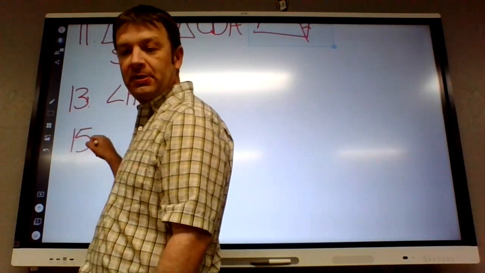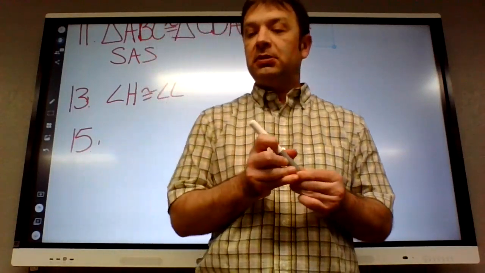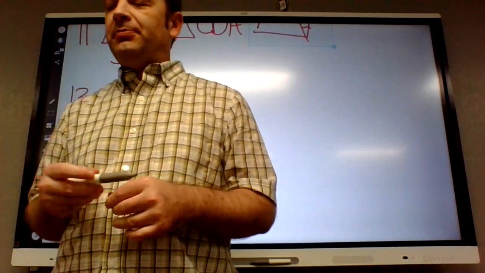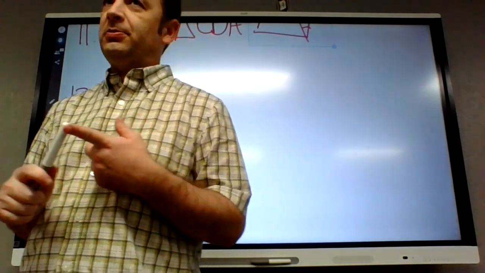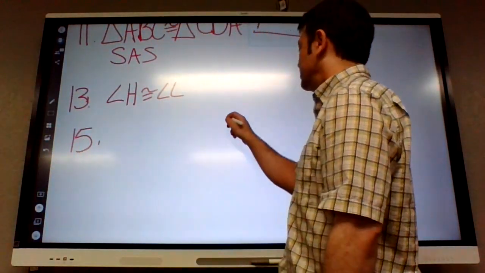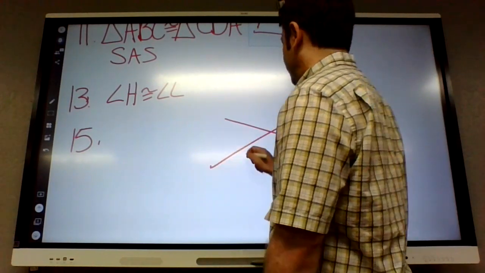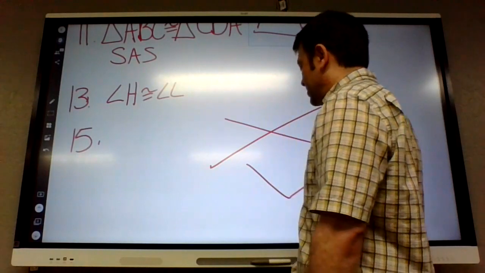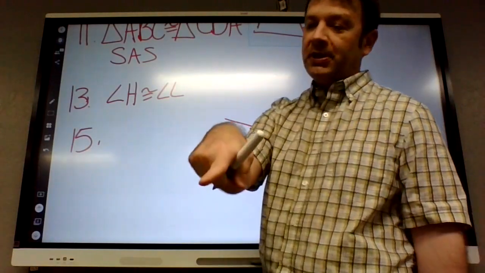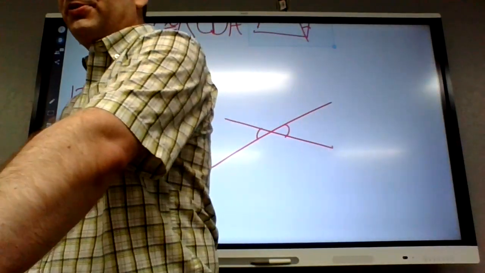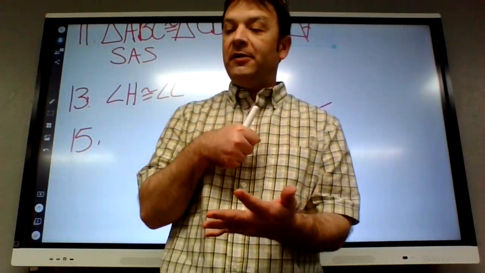One more of these. Number 15. Do we have enough info to say those two triangles are congruent? Nope. Are those two angles in the middle vertical angles? No, they are not, because they're not two continuous lines. This is what vertical angles look like. So number 15, those are not. The angles do look the same, but they're not vertical angles, so you can't assume they're the same. So no, we do not have enough info.